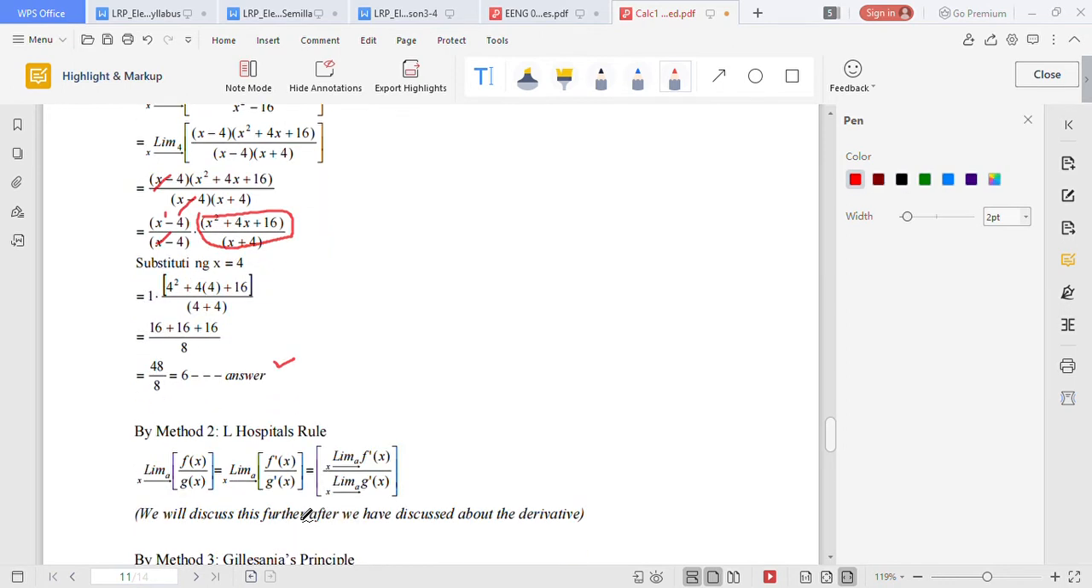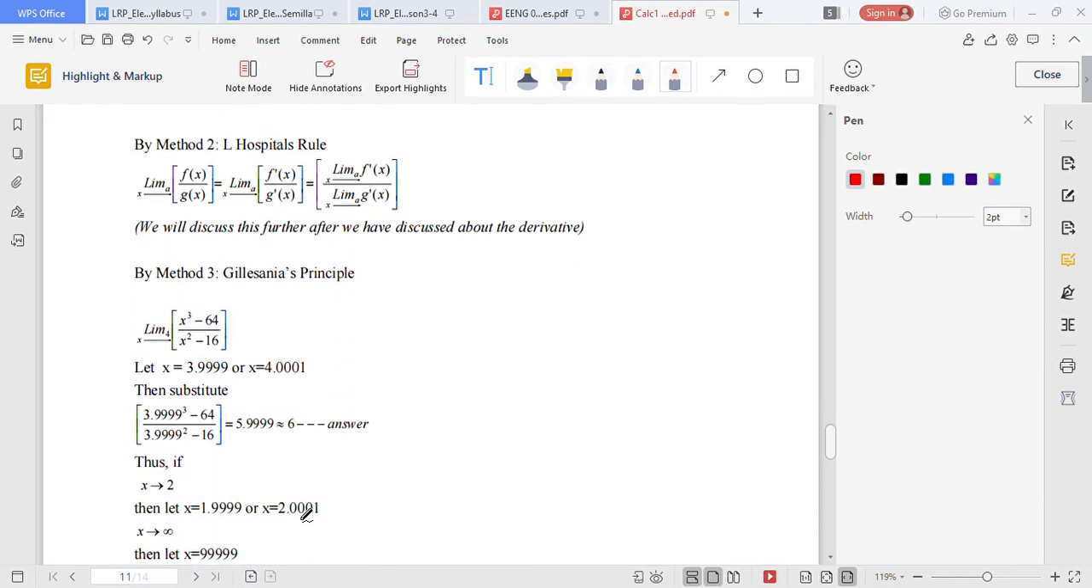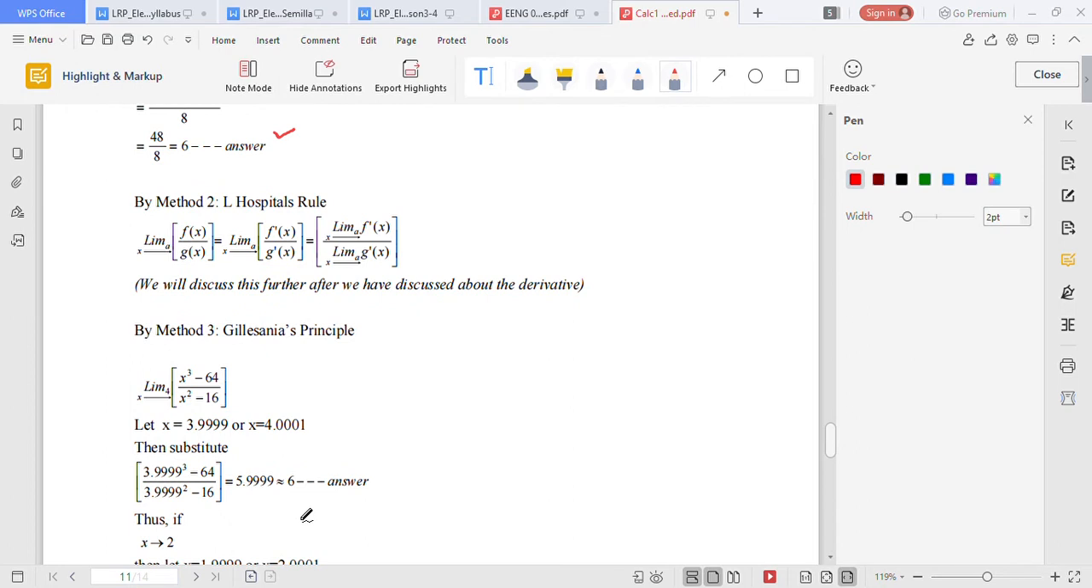Okay? So for method 2, we have the L'Hospital's rule. If you have knowledge on derivatives already, you can answer this one, but we will discuss this further after we have discussed the derivative. For method 3, we have the Gilesania's principle. And so what we will do is just assume a value that is closer to the value being approached.